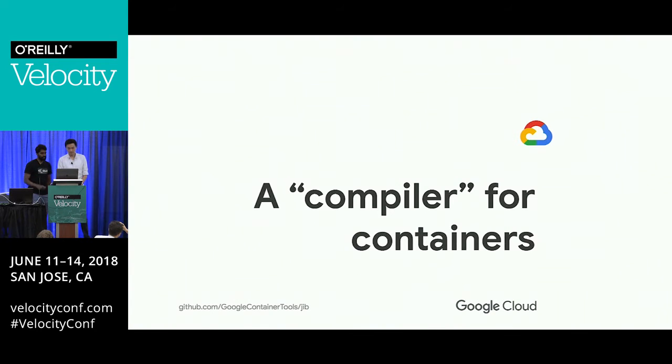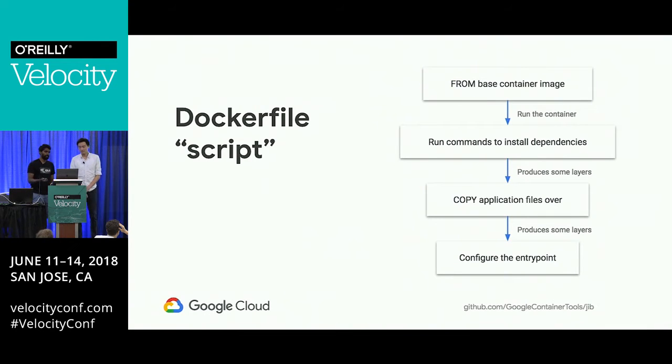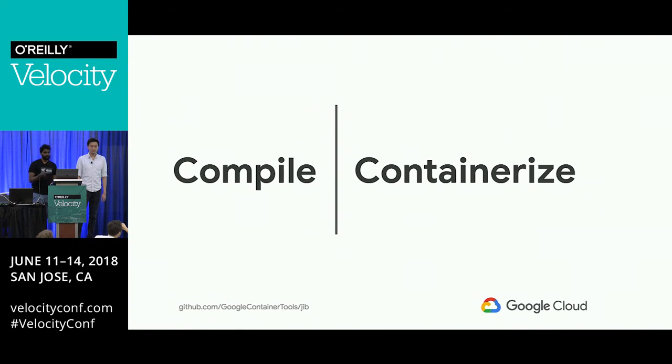So we want jib to feel more like a compiler for containers. If you look at a Dockerfile, it kind of feels like a script. You know, you choose a base image, you run a bunch of arbitrary commands. You can even run your build inside your container for your application, and then you configure the entry point. But a containerizer that's integrated into your build tool should have enough information to do all of that for you without having to go to a second build.